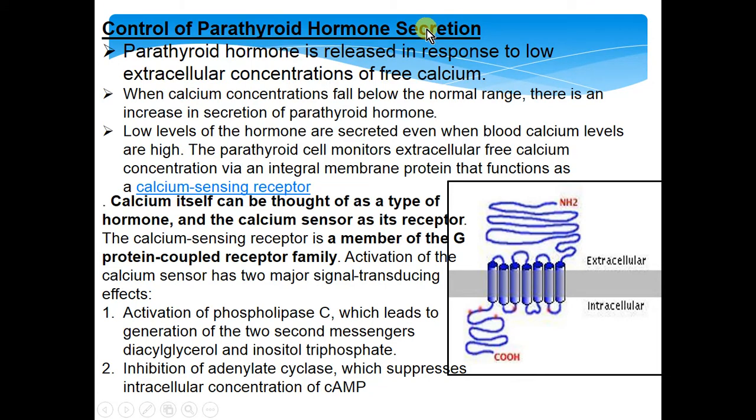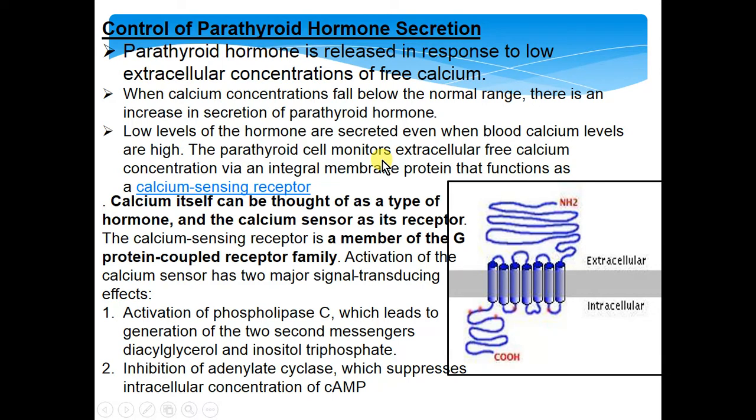Control of parathyroid hormone secretion. Parathyroid hormone is released in response to low extracellular concentration of free calcium. When there is decreased extracellular concentration of calcium, this represents a stimulus for production and secretion of parathyroid hormone. When the calcium concentration falls below the normal range, there is an increase in secretion of parathyroid hormone. Low levels of hormone are secreted even when the blood calcium level is high.